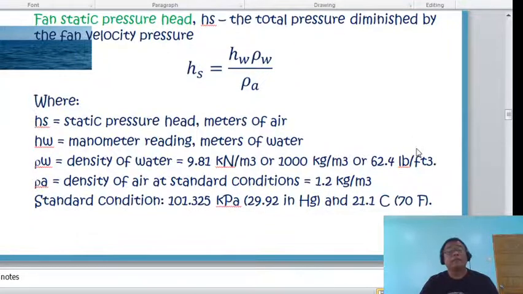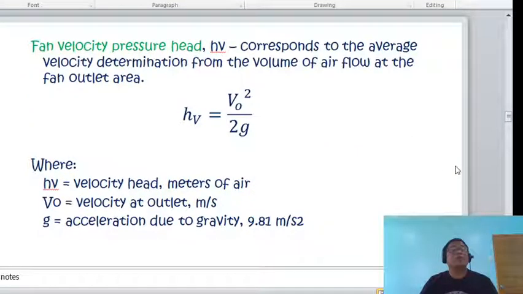Next is the velocity head. Velocity head corresponds to the average velocity determined from the volume of airflow at the fan outlet. So, velocity head equals the square of the velocity divided by 2 multiplied by the gravitational acceleration. Velocity head now is in terms of feet, meters, or whatsoever.